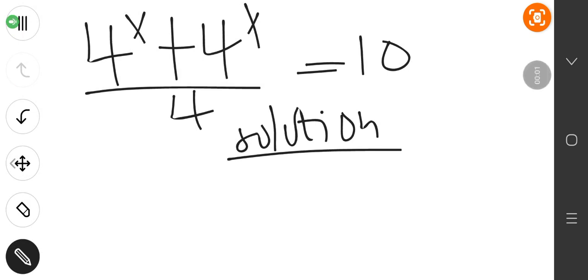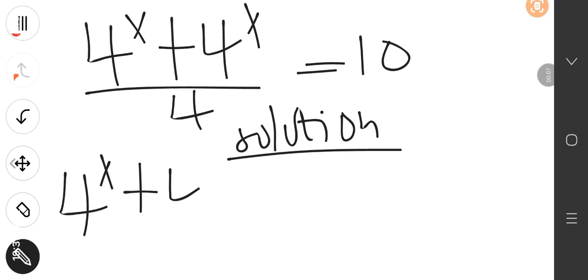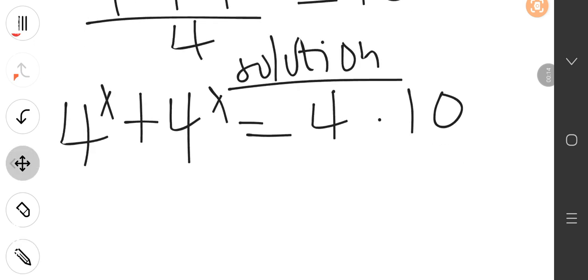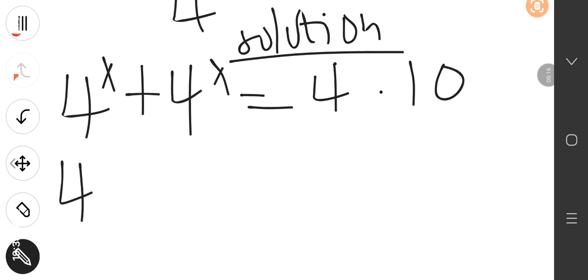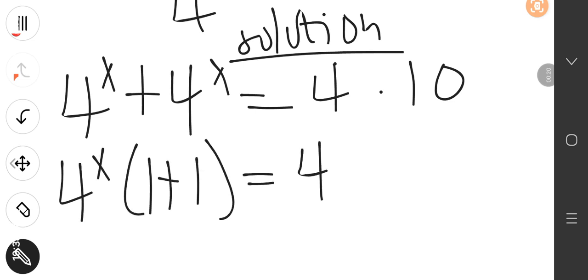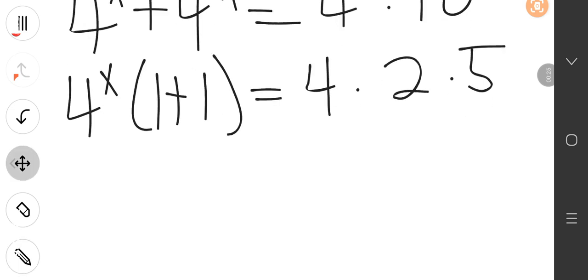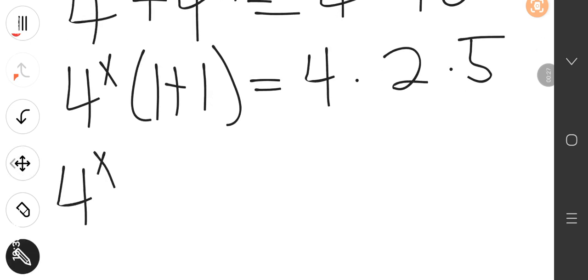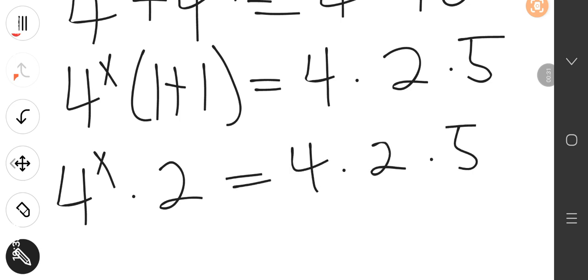4^x plus 4^x all over 4 equals 10. So we are going to have 4^x plus 4^x equals 4 times 10. Okay, so we are going to factorize. We have 4^x multiplying 1 plus 1 equals 4 times 10. Now 10 is the same as 2 times 5. So we are going to have 4^x times 2 equals 4 times 2 times 5.